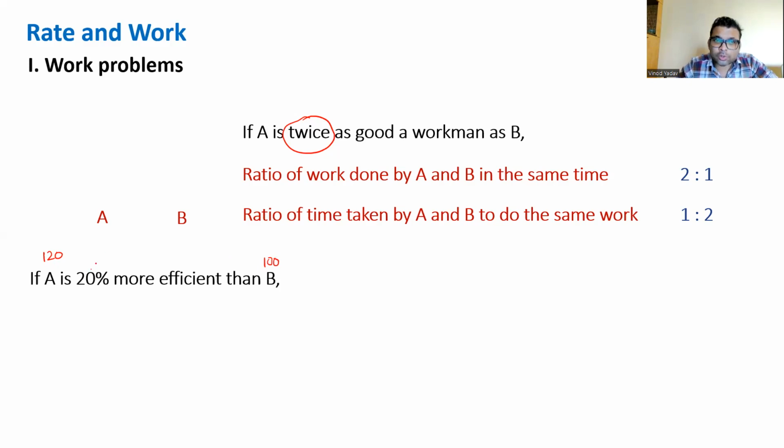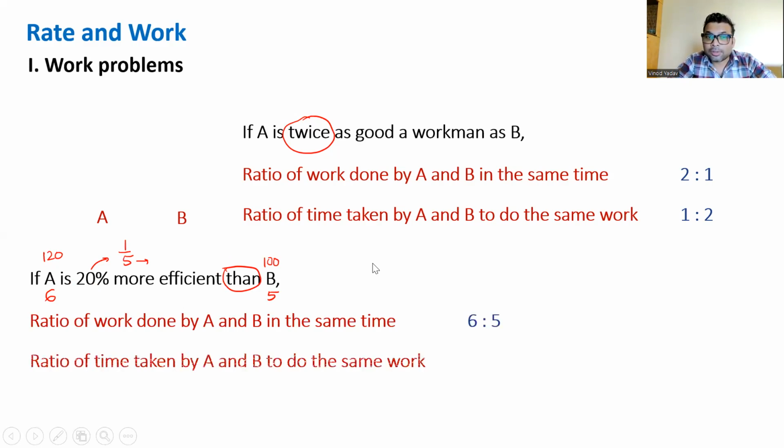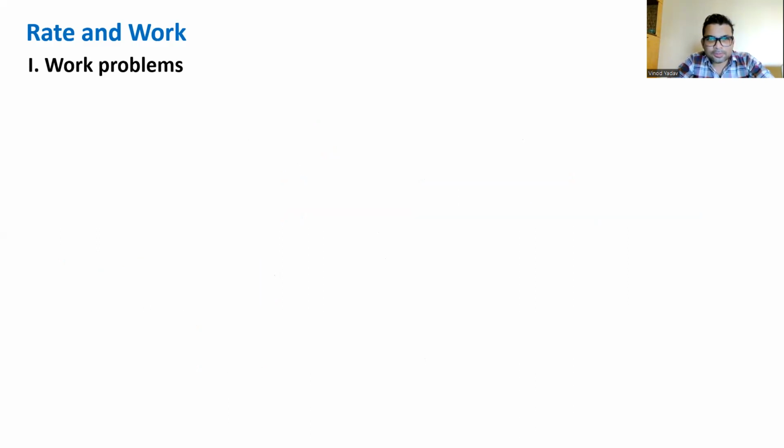Or else you can also look at it like this. 20% is 1/5. So base is B, right? So base is 5. So if B does 5 units of work, A does 1 unit more. So A does 6 units, isn't it? So ratio of work done in the same time is 6:5. So naturally, ratio of time taken will be, bang on, 5:6. Awesome. Inverse relation, you know, that is why. So I hope you have understood till here. So far, so good. Okay. All right. Let's go ahead, champions.